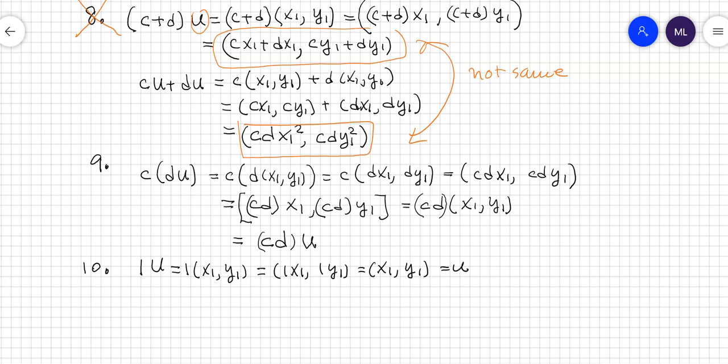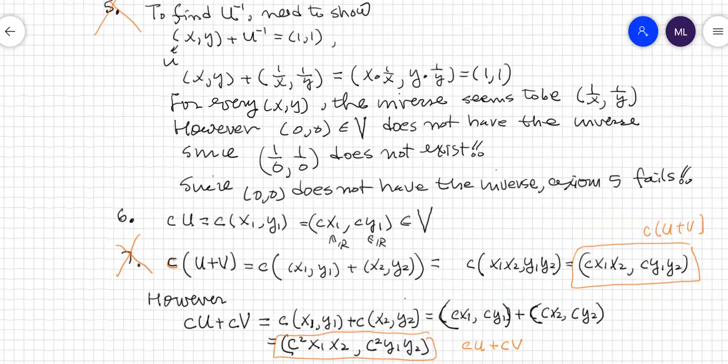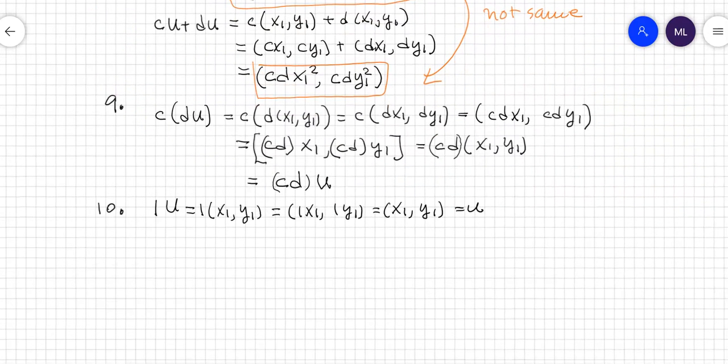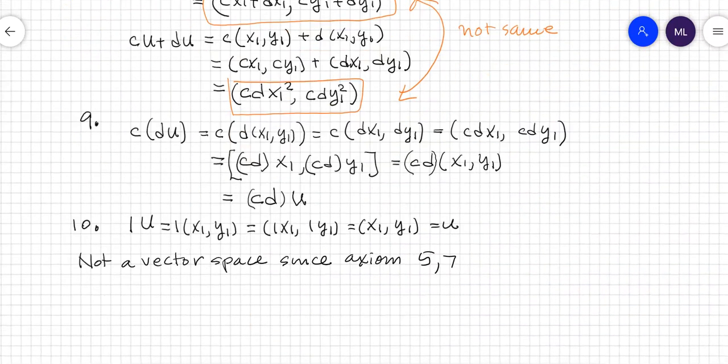So axioms 5, 7, and 8 fail. So this is not a vector space, since axioms 5, 7, and 8 fail.